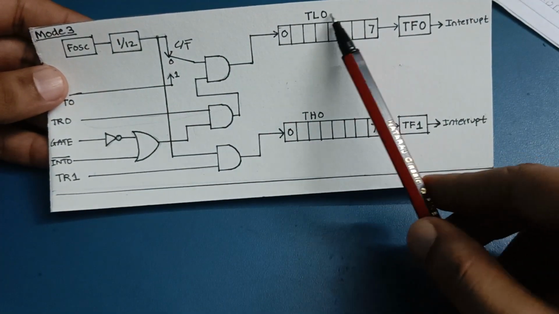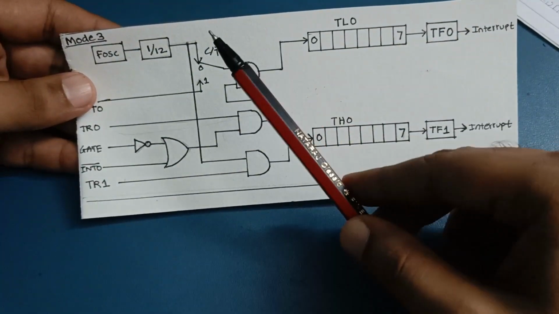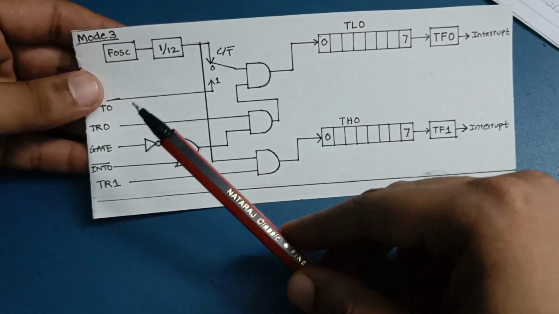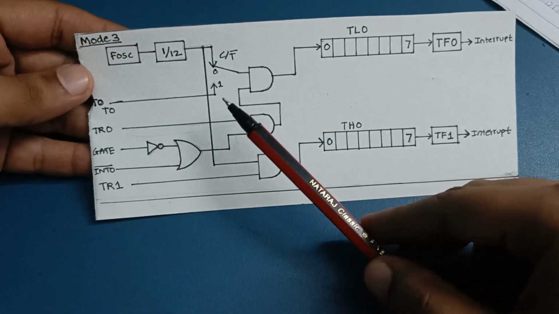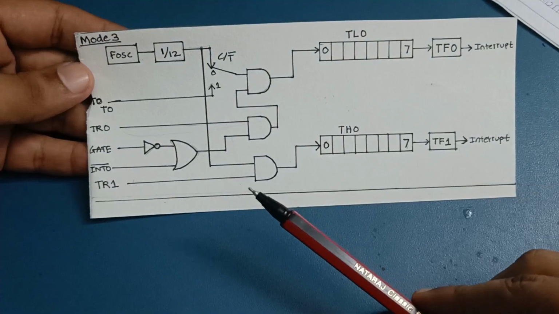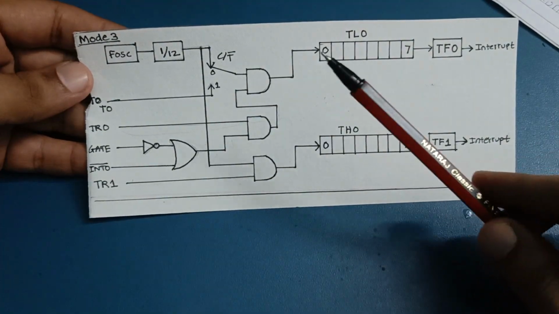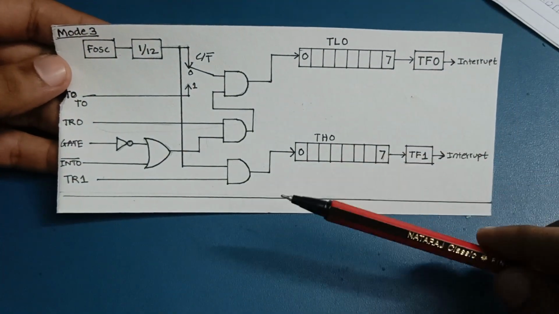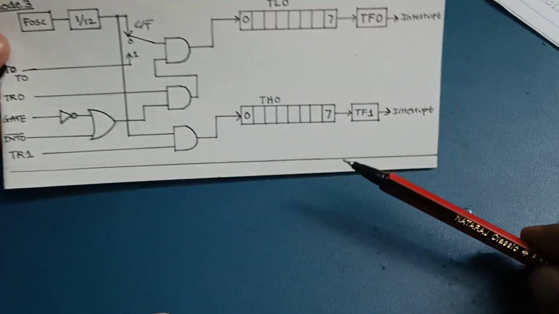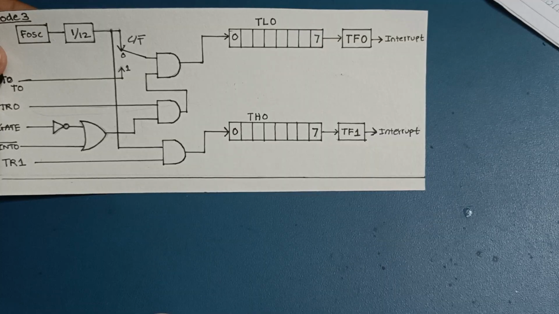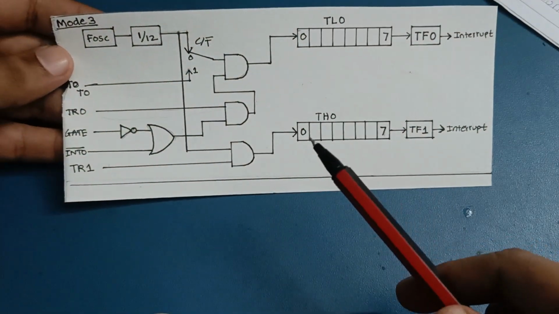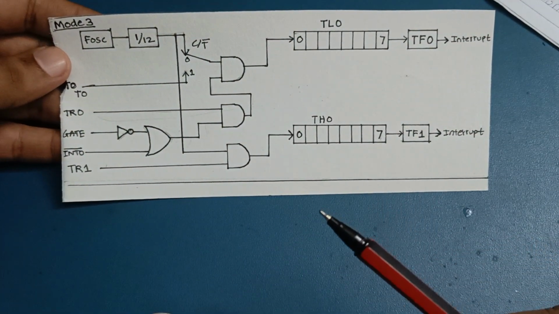In a similar way, TL0 acts as a normal 8-bit timer with all the controls like TR0, GATE, and T0, and it can act as a timer and counter. So in this way, it can be used in many applications. It can be used to generate baud rate because the TF1 flag controls the baud rate in UART. That is one of the applications of timer 0 in mode 3.